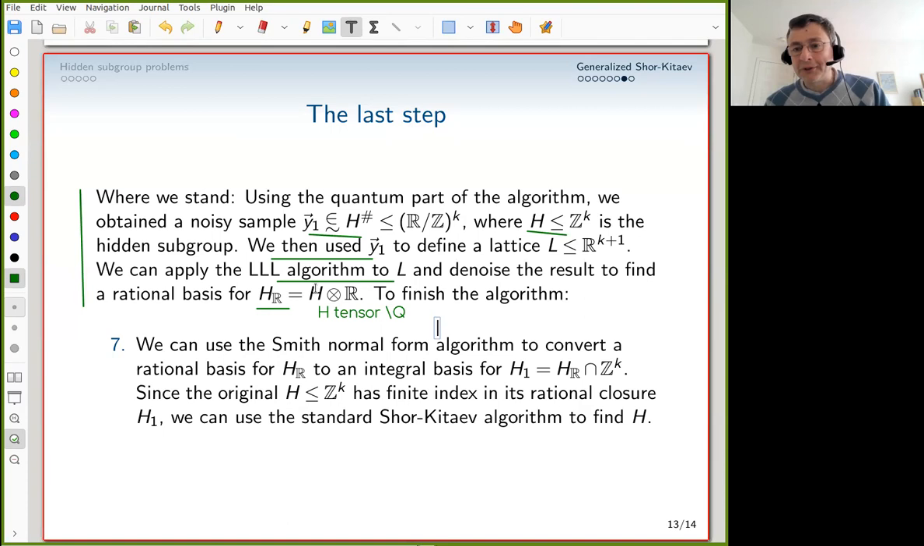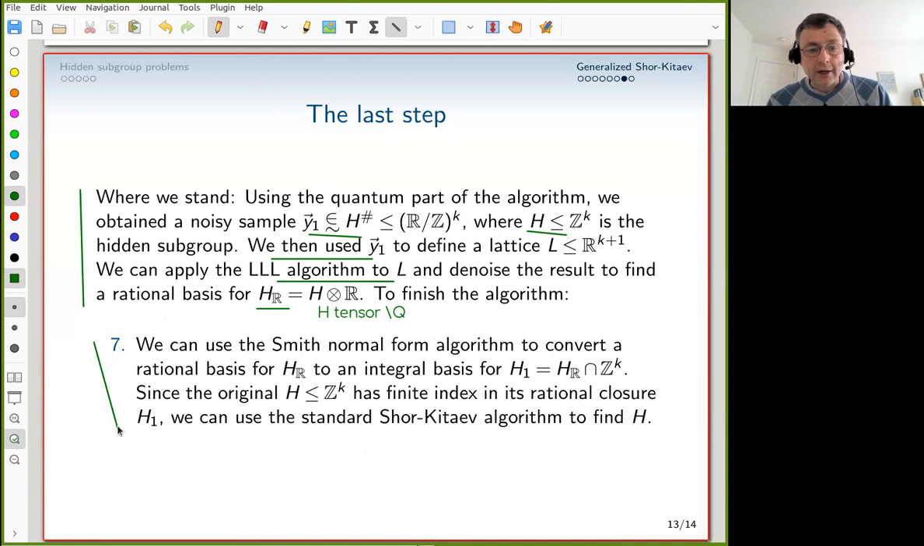I mean, for the Fourier theory, it's better to state this in terms of real coefficients because they're locally compact. But for the actual data that you get from step six or so, I could have said H_Q, H tensor Q. It would have come to the same thing since it is a rational basis.